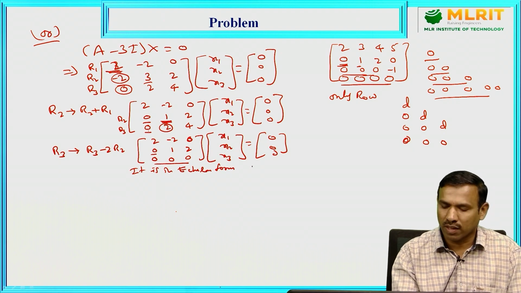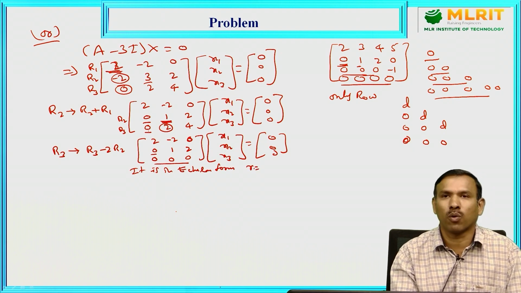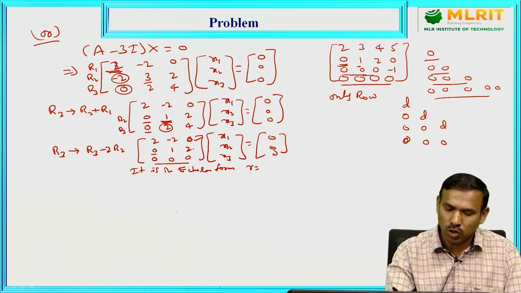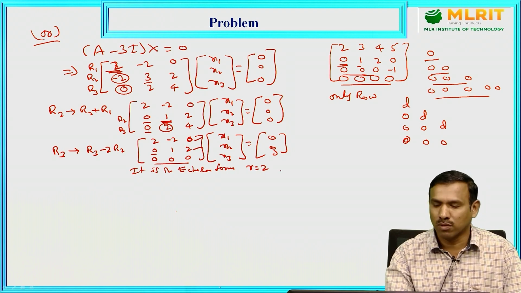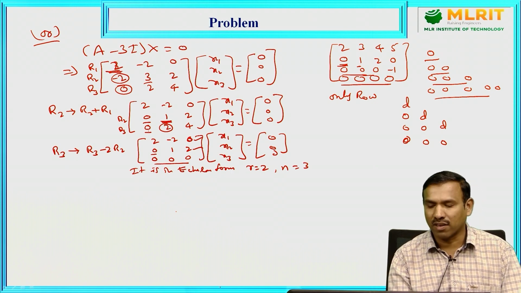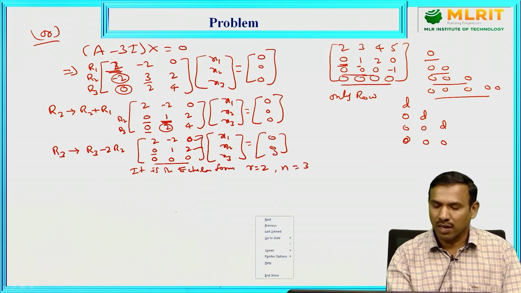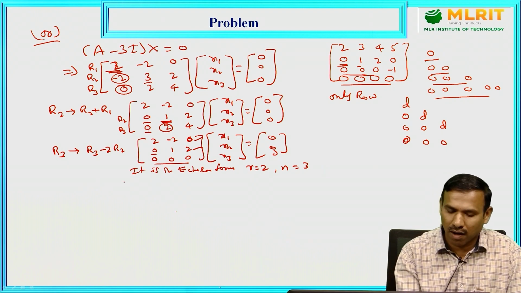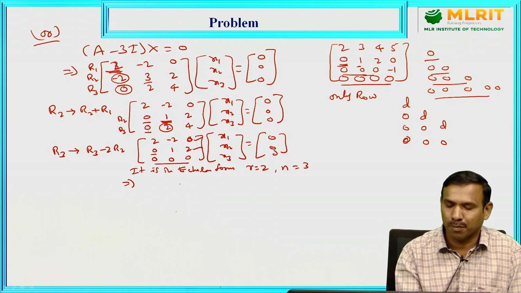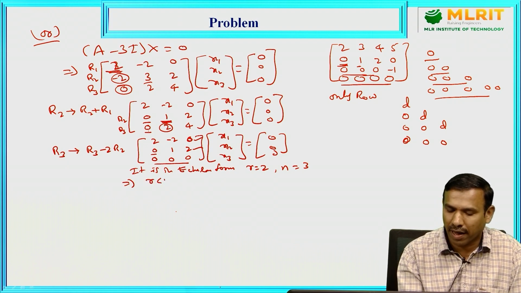Next, what is the rank of the matrix? The number of non-zero rows is called the rank of the matrix in echelon form. Here there are 2 non-zero rows, so the rank is 2. But how many unknowns? There are 3: x1, x2, x3. It is a homogeneous system of equations. Here r is 2, n is 3, so r is less than n.